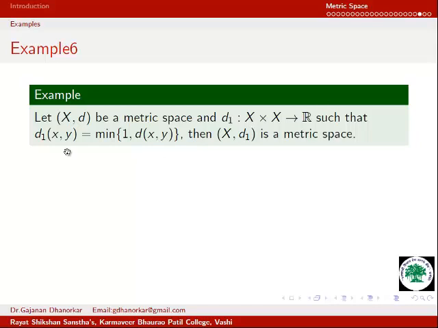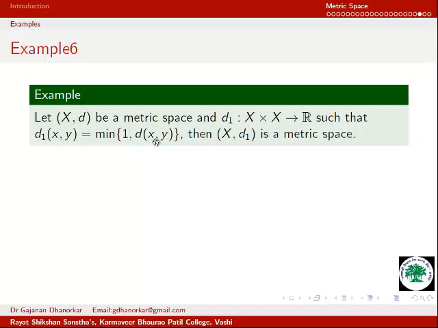Again here, we'll take the help of (X, d) being a metric space. We know that d satisfies all conditions of a metric, and using this we'll try to prove that d1 is a metric space as per this definition of d1: minimum of 1 and d of x, y.